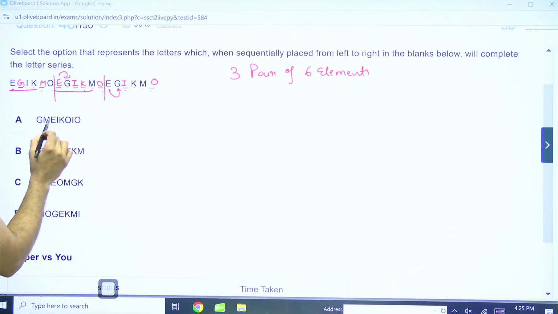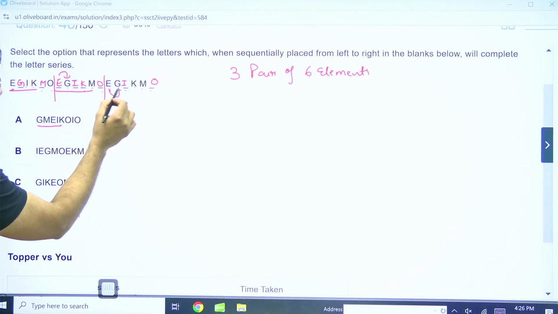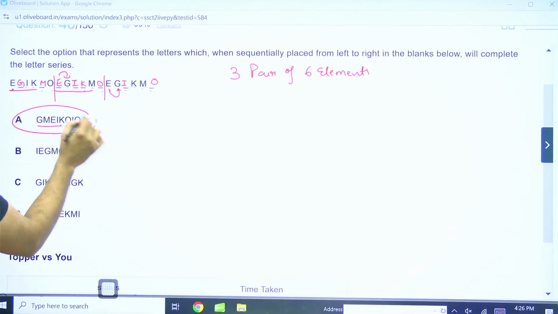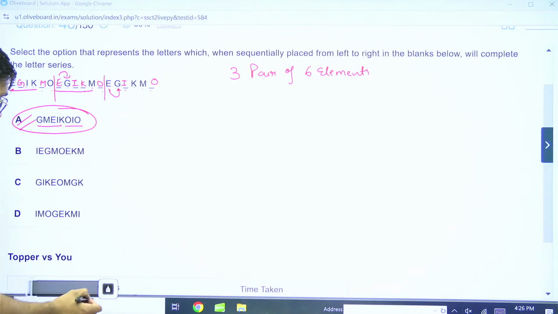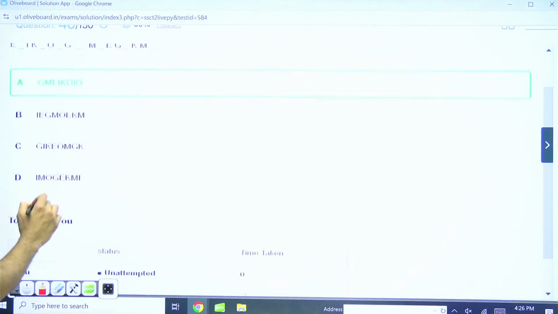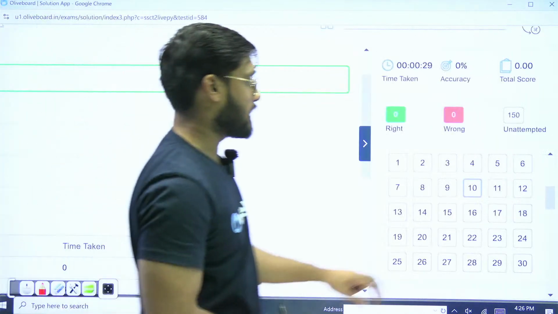GMEIK, GMEIK, OIO, OIO. Option number A should be the right one. Let's mark it. Option number A. Next question, 11th.